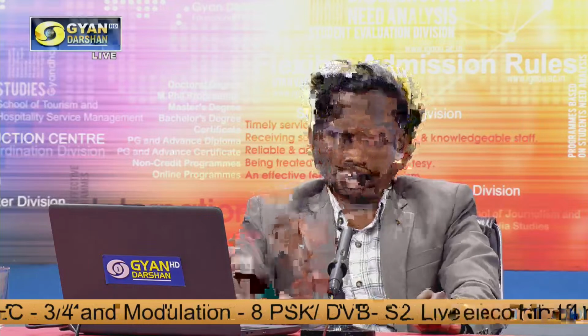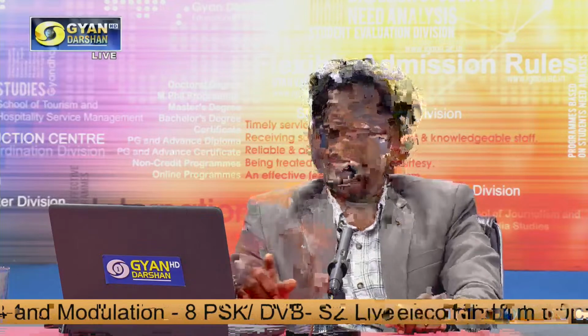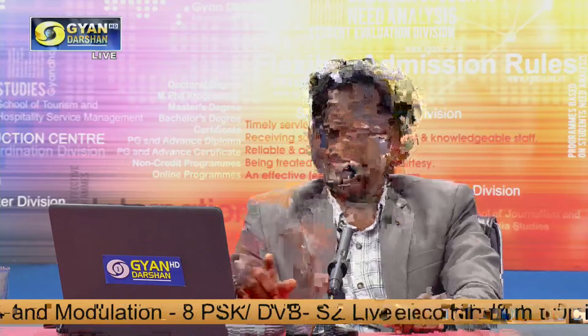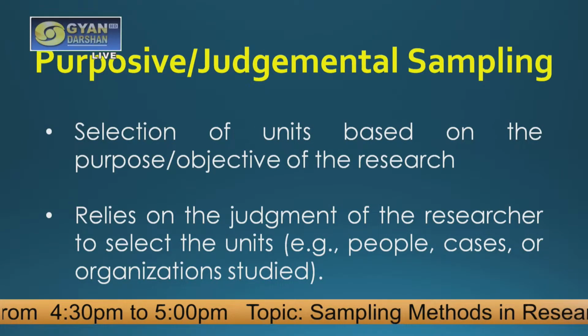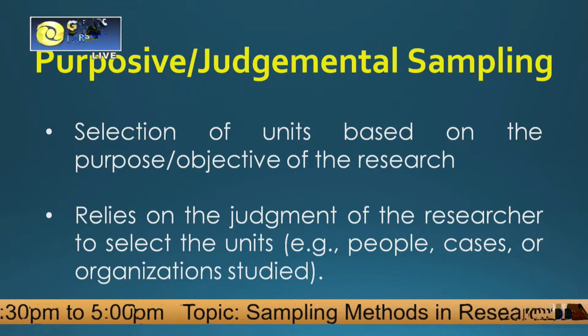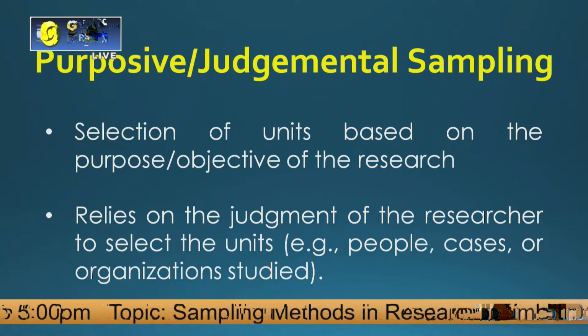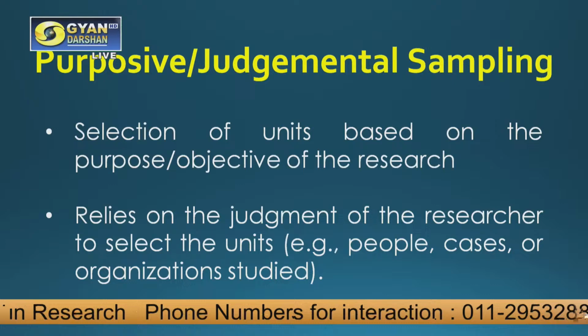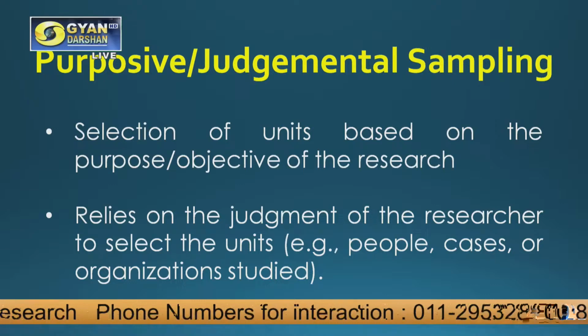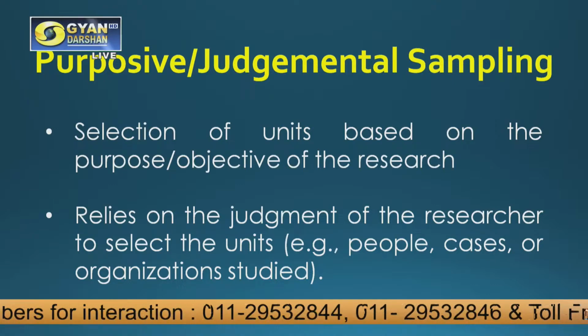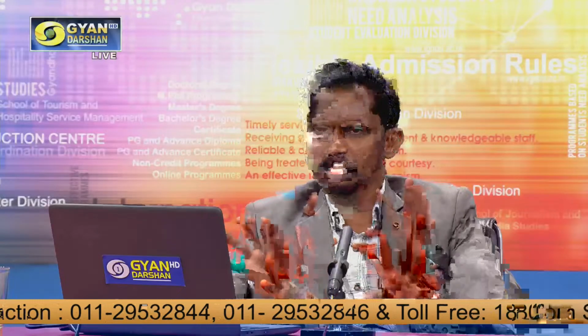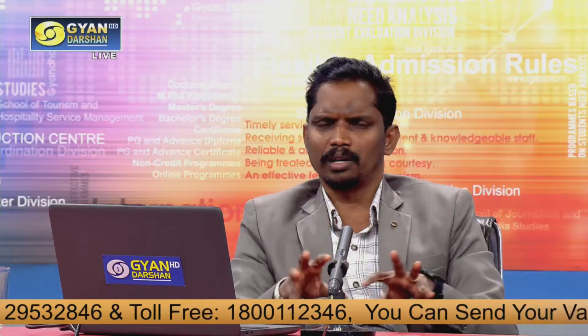Now the next one is purposive or judgmental sampling. What it says: selection of units based on the purpose or objective of the research, and it relies on the judgment of the researcher to select the units, based on examples like people, cases, organizations studied. So it is purely based on the purpose of the researcher. Again, something very similar to convenience sampling.